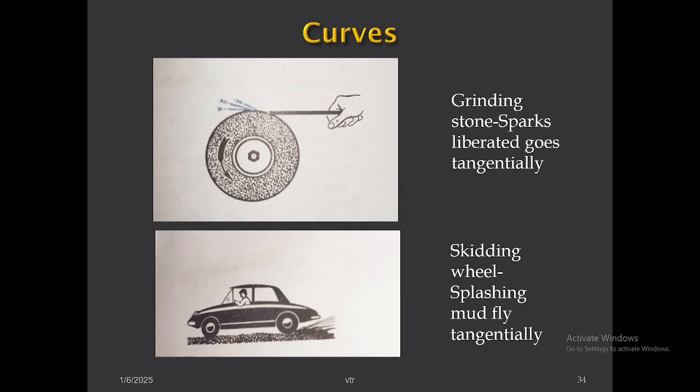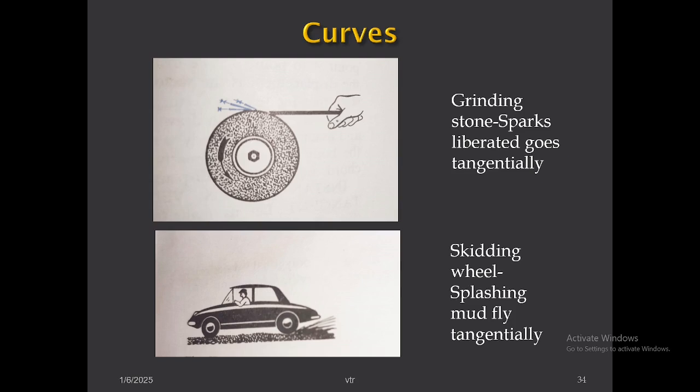Similarly, you could have practically experienced it when our car gets stuck in the mud and the wheel skids when you are trying to start. While there is skidding of the wheel, there will be mud splashes, and those also fly tangentially. So the movement of a body in a circular path will always go tangentially. When we are forcing it to go in a circular path, there will be a setting up of forces, because the direction gets changed, and there will be a radial or centrifugal acceleration.